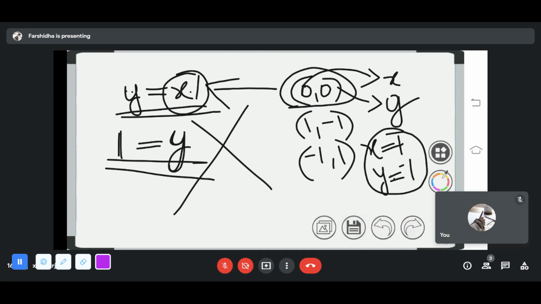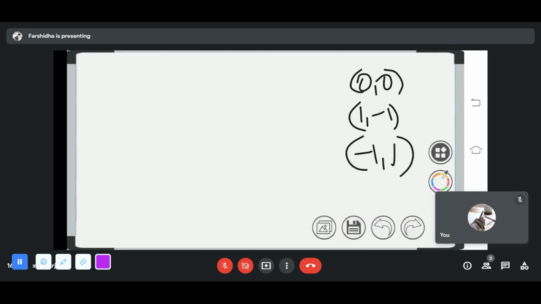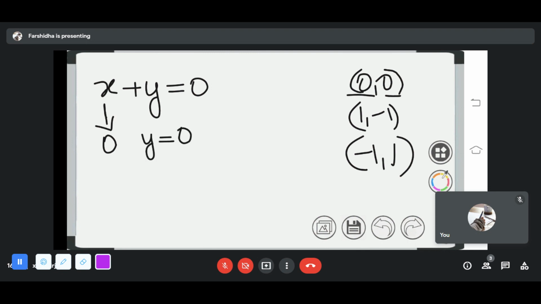Now, second one. The second sub question is x plus y is equal to 0. Now the same way you will put all values. First of all, you see x 0, 0. If you put x is equal to 0, is y becoming 0?